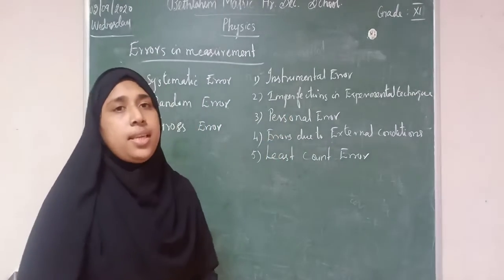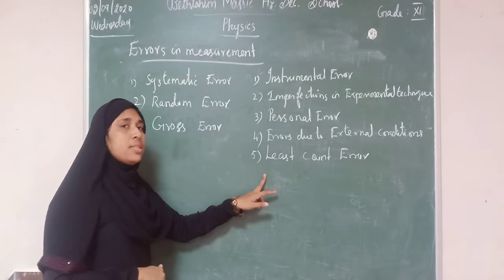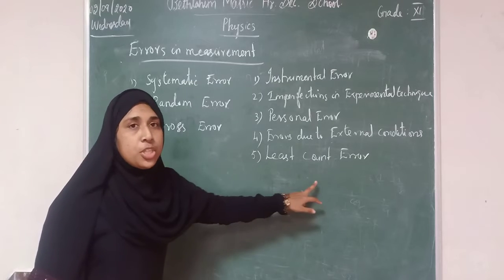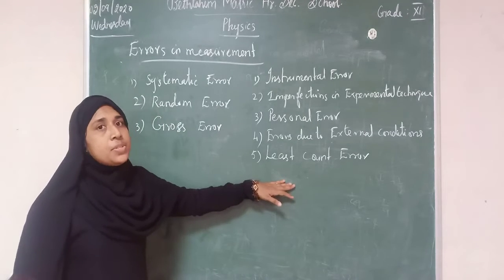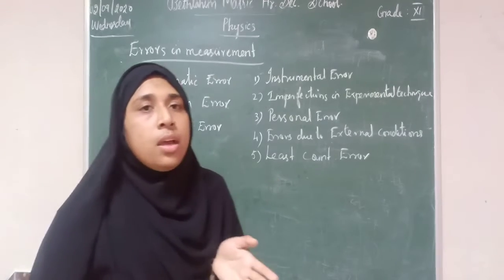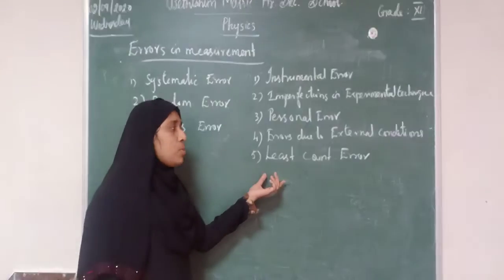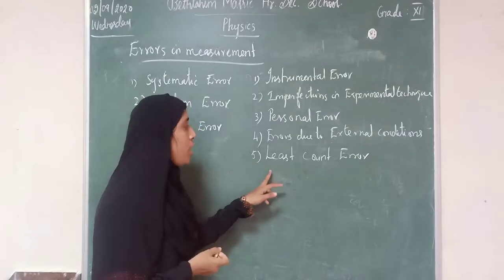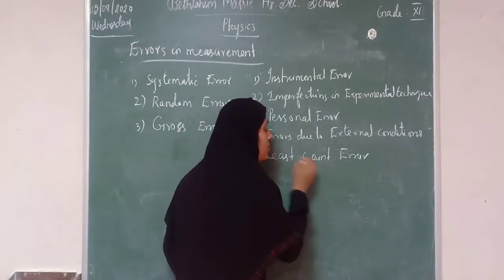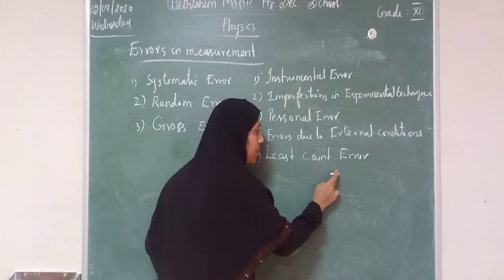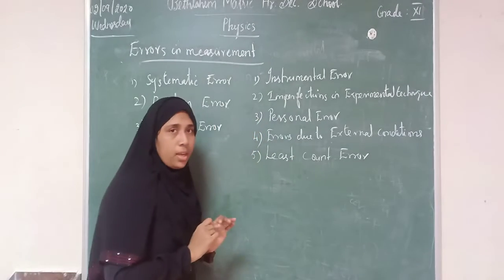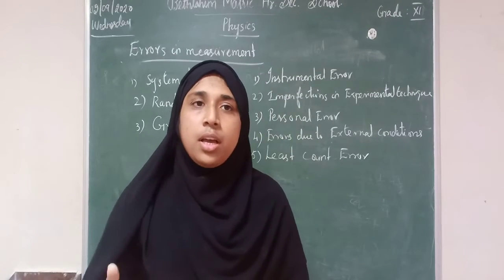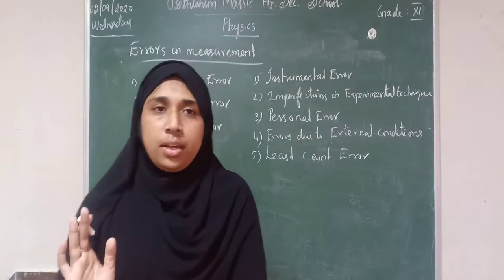Least count error. What is least count error? Least count means the smallest value measured by the instrument. Already we have discussed the screw gauge and vernier caliper. For screw gauge it is 0.1. For vernier caliper also we have discussed the least count value. So what is least count error? If you are not setting the least count properly, the error will occur. When you are not considering the least count of the screw gauge and vernier caliper, the error will occur till the end.